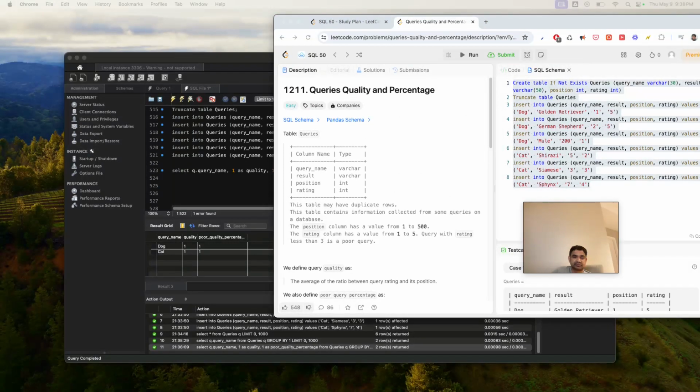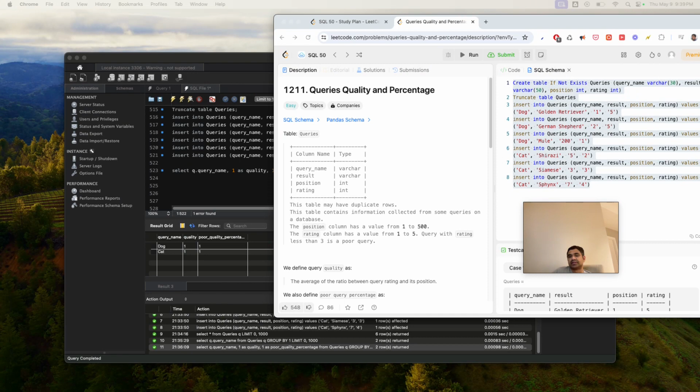So let's see what solutions others mentioned, because group by is fine, that's the only thing we need to do, and quality is also fine. Finding the quality is easy here. But the real problem is coming on the poor query percentage. How can we do that? You need to use case.